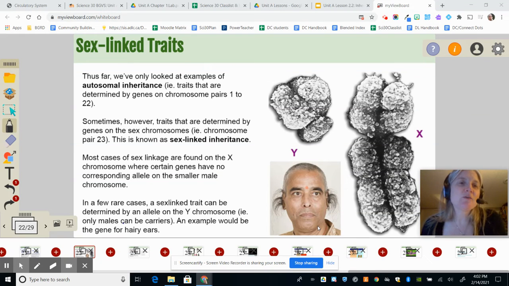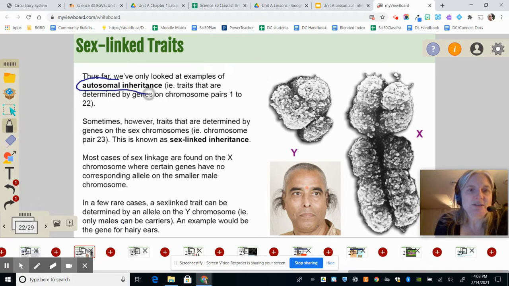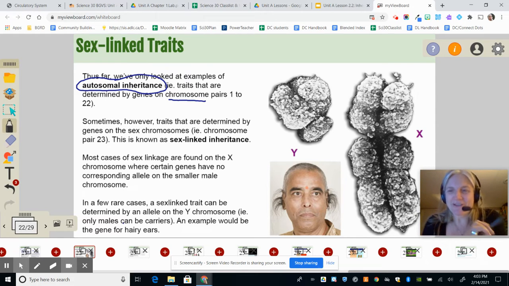All right, we're back with part 2 of our lesson 2.2, where we're looking at Punnett squares and inheritance. So this part 2 is on sex-linked traits. Up until this point, we've been looking at examples of autosomal inheritance, is what this is called, when we're only looking at the chromosomes or genes that lie on chromosomes 1 to 22. So up till now, we've been ignoring the X and the Y chromosomes.